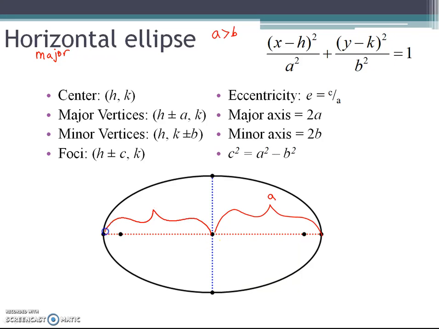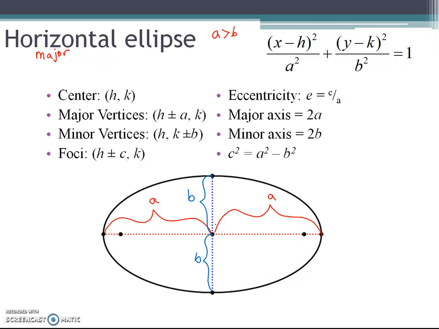This distance is a. So in other words, you're starting from the center, adding a to get the major vertex, subtracting a to get the other major vertex. Then you would go to the b value and add it to the y coordinate. So what you get is this distance is b. This distance is also b. So the distance between the center and the minor vertices is b.